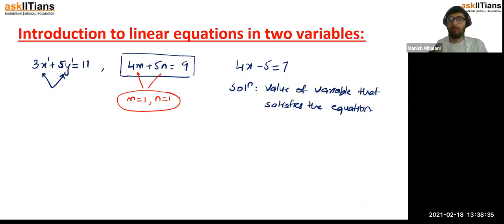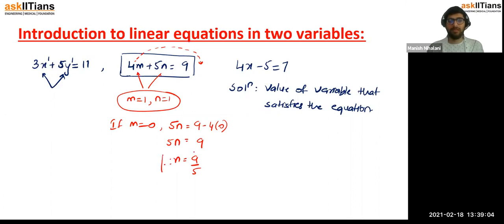But if you keep on changing the values of m, for example, if m is equal to 0, then do we get any value of n? So you would say yes, 5n is equal to 9 minus 4 into 0, right? You can just transpose this to the right hand side. So 4 into 0 is just 0, 9 minus 0 is 9. So your 5n is 9, which implies your n is 9 by 5. N is 9 by 5, right?